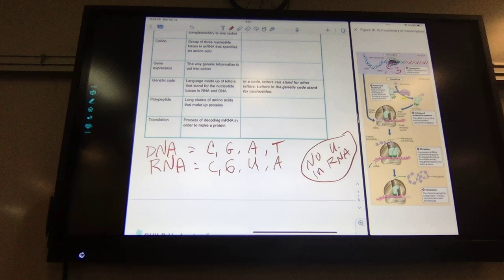Go ahead and fill in this up here. Write down, what is an anticodon to you? What is a codon to you? What is gene expression? How are you going to remember the word polypeptide? Take a couple of minutes to fill in how you're going to memorize that. Do some sort of memory trick.